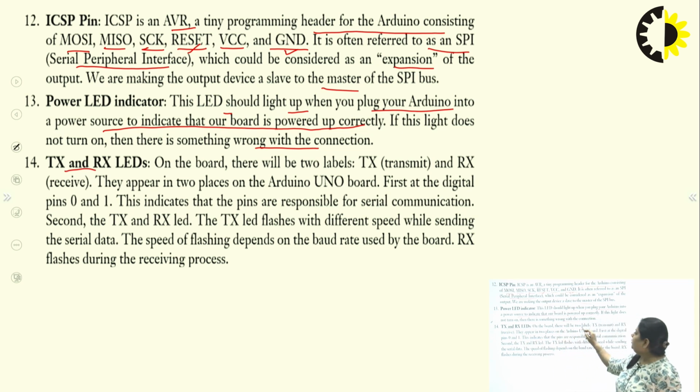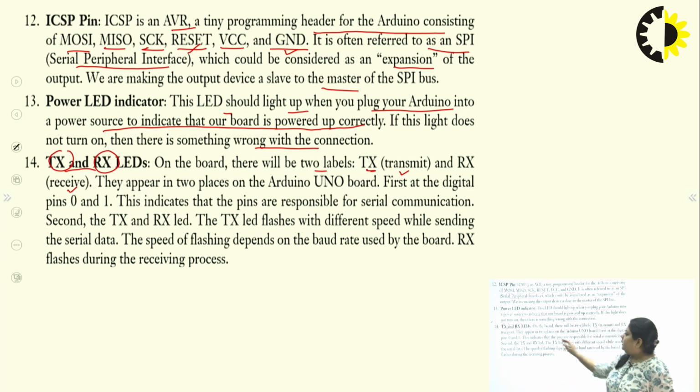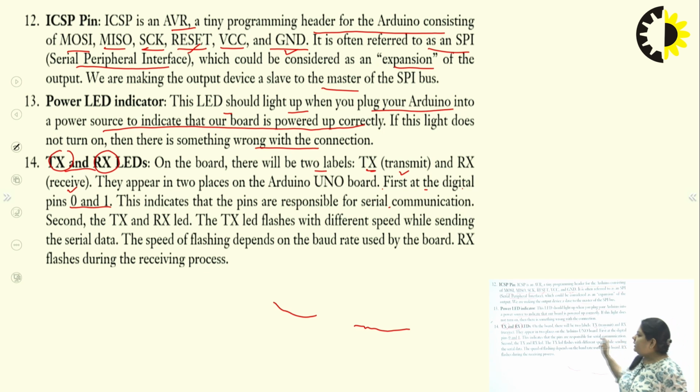Next one is TX and RX LEDs. On the board there will be two labeled, TX for transmit and RX for receive. That means RX here is for receiving and TX is for transmitting the data. They appear in two places on the Arduino UNO board. First at the digital pins 0 and 1. This indicates that these pins are responsible for serial communication. Second, the TX and RX LEDs.